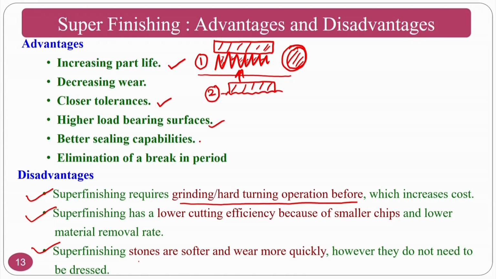See, super finishing stones are softer and wear quickly, however they do not need any dressing, because the advantage is that they do not require any dressing, but these are all soft stones. So, this will wear very fast. So, these are the 3 disadvantages.